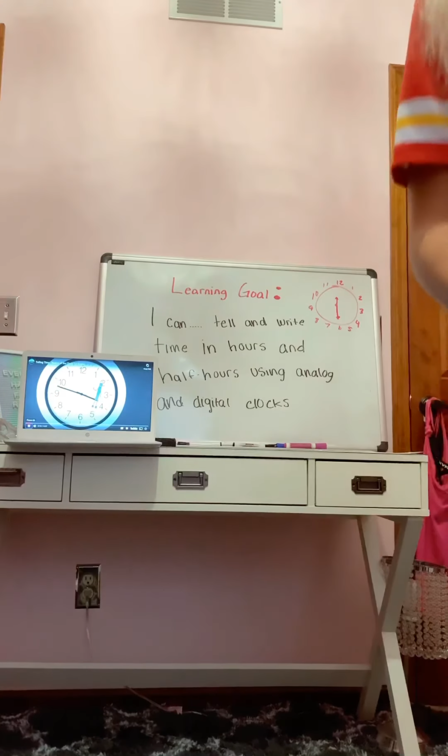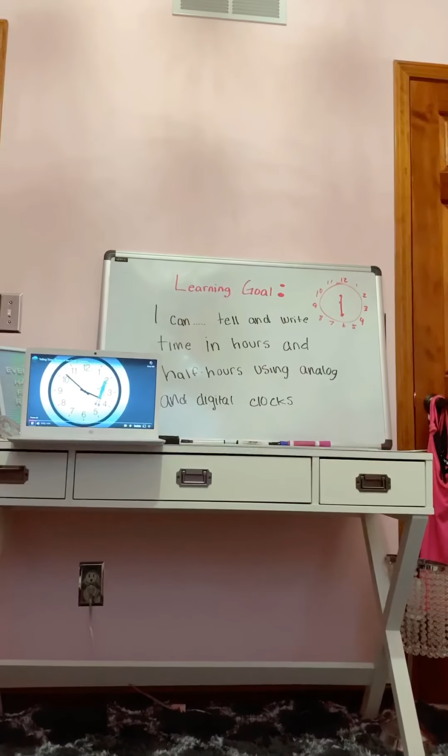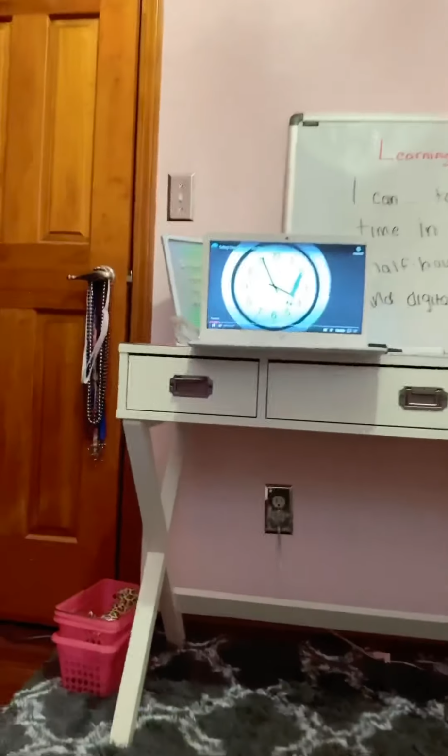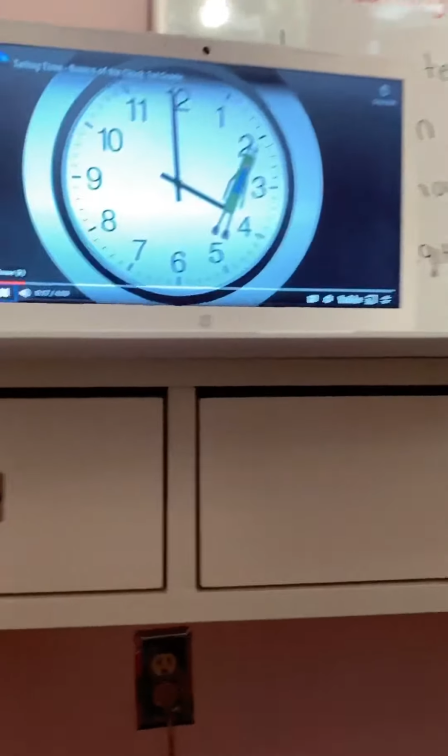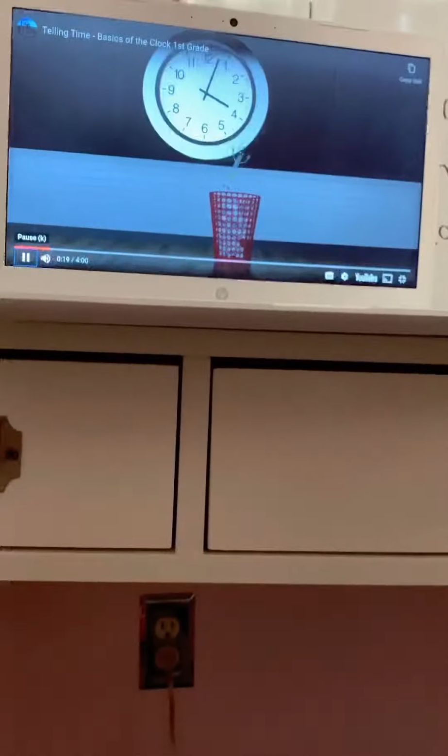As you can tell, the hand is moving around in a circle, and today I'm going to learn more about clocks. Would you like to learn with me? Great!